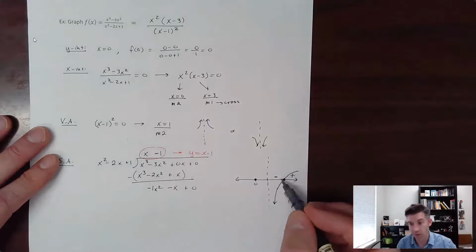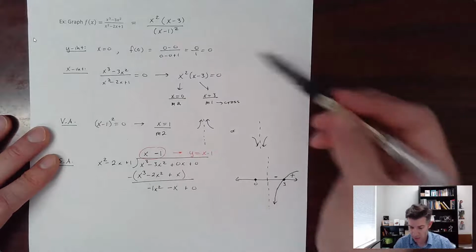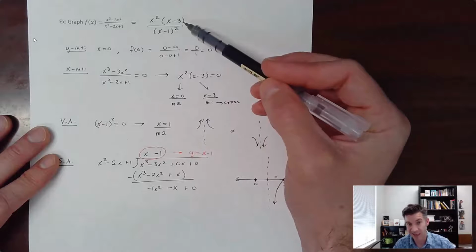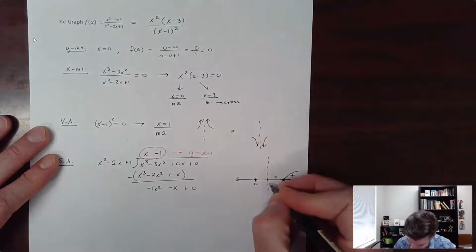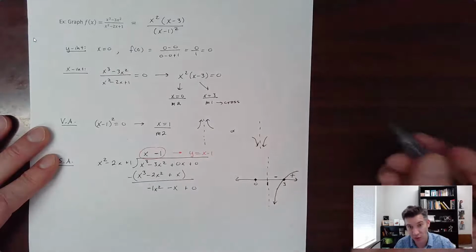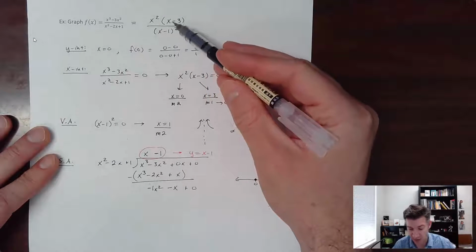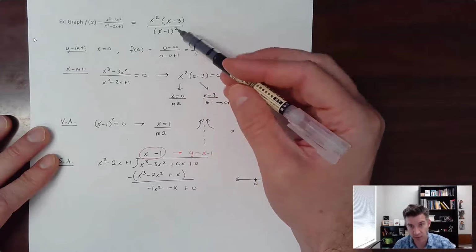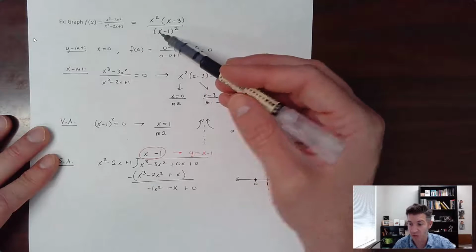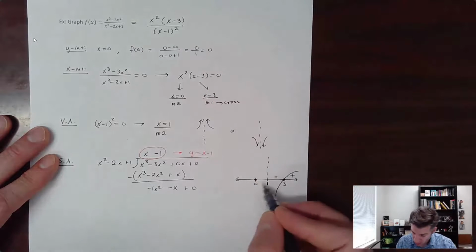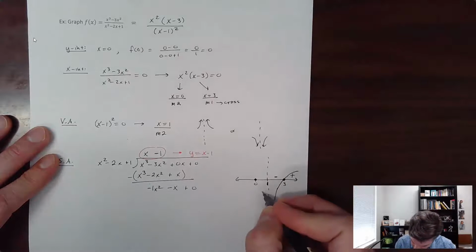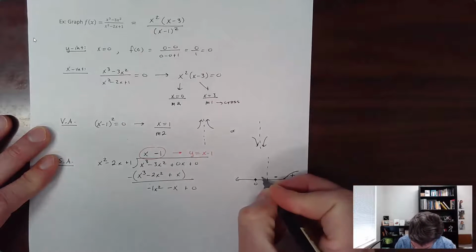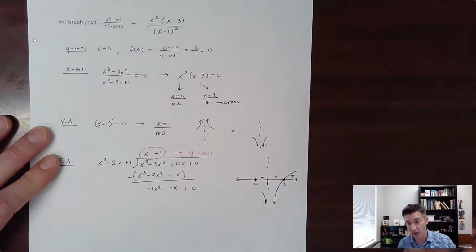Or you could plug in a number like 1. If you plug in 1, 1 squared is positive, 1 minus 3 is negative. Oh, sorry, not 1. 1's a poor choice because we have a vertical asymptote at 1. If you plugged in 2, 2 squared is positive, 2 minus 3 is negative, 2 minus 1 is positive. So it's a positive times a negative divided by a positive, which is negative. Over here on the other side of 1, we know the type of vertical asymptote means both sides should be down. So we know it should be negative over here because of the even multiplicity. But you can also check.